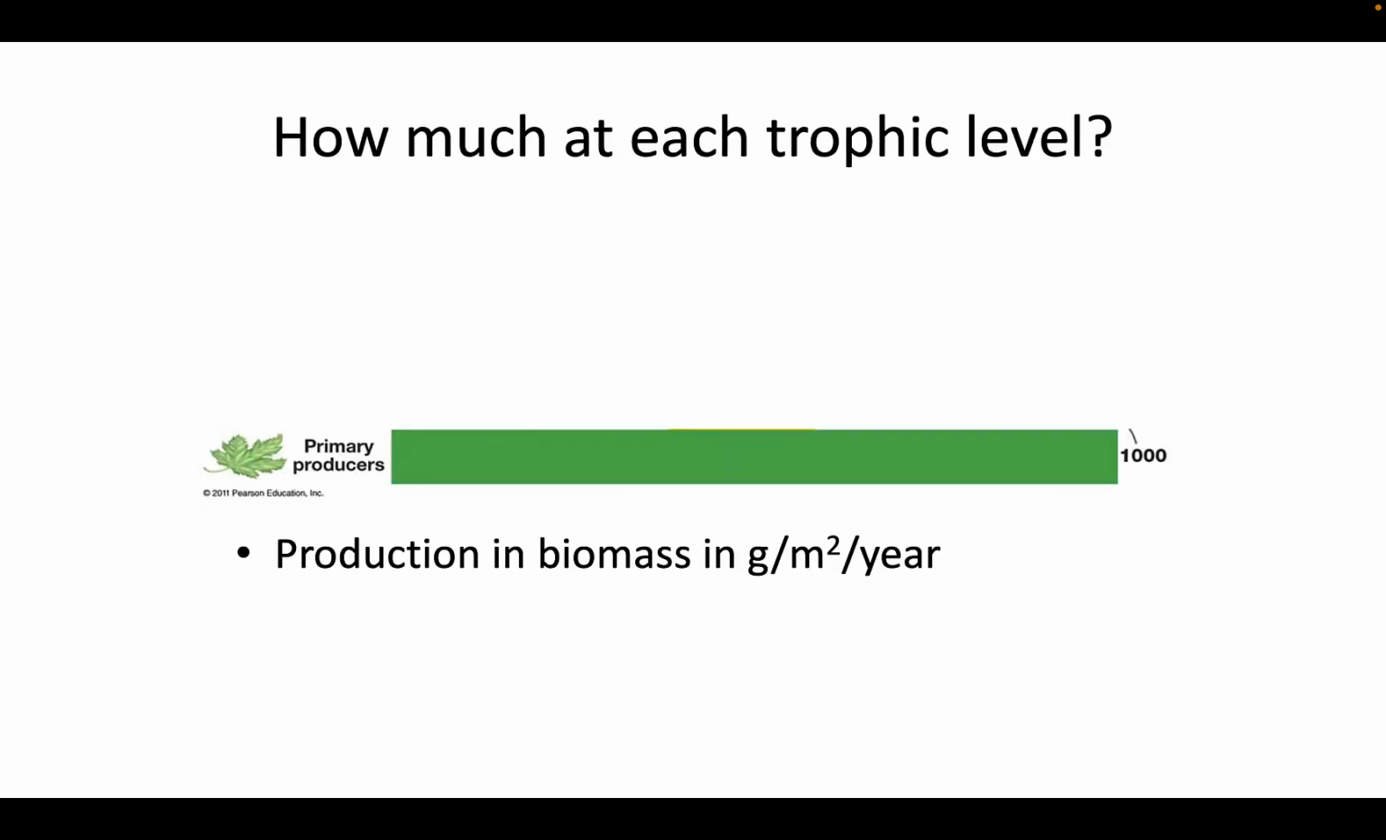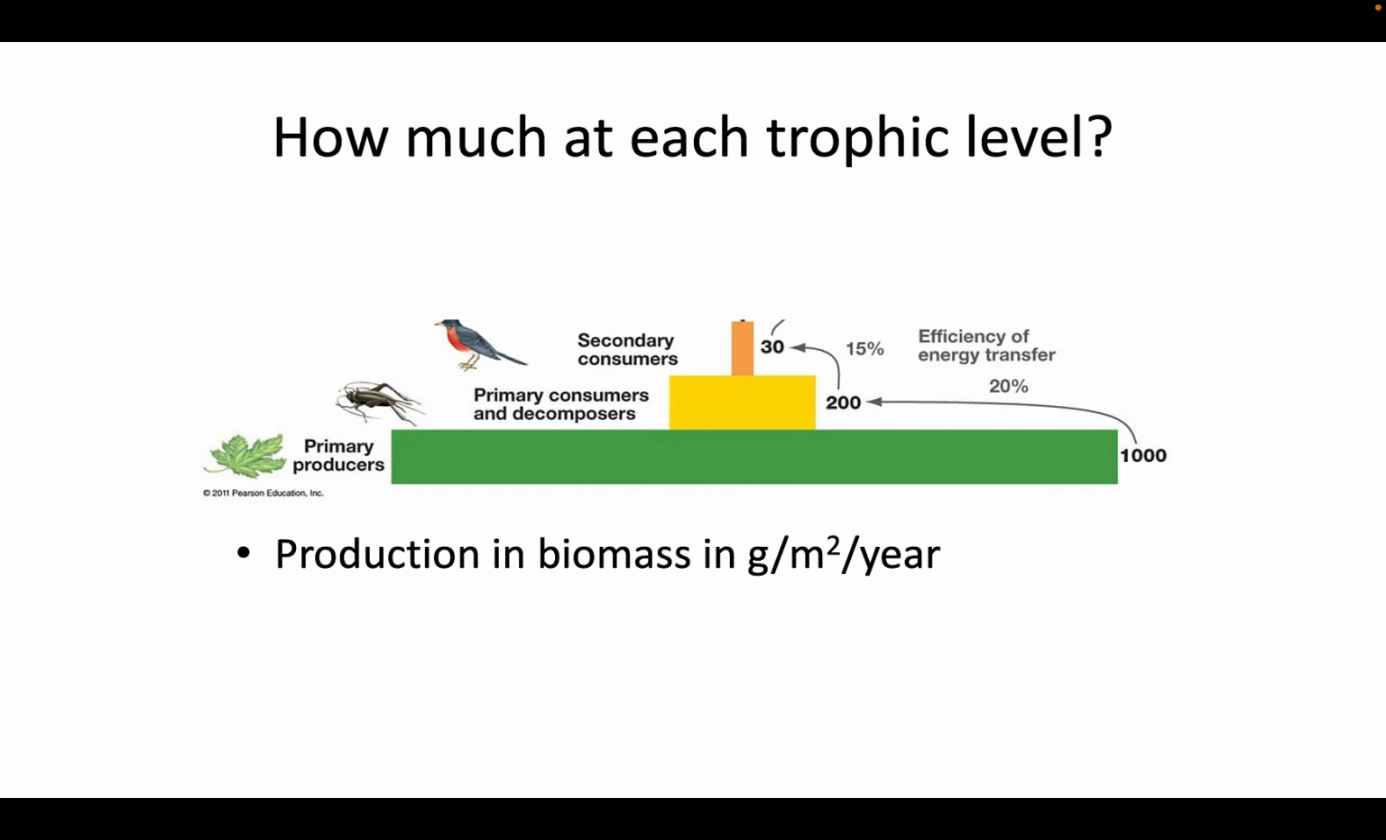So we can look at biomass in terms of production in grams per meter squared per year. If we look at primary producers, we have 1,000 grams per meter squared per year, a kilogram per meter squared per year. If we look at our primary consumers and decomposers, that becomes 200 grams. If we go to the next level, there's only 30 grams. And we go to the next level, there's only 3 grams per meter squared per year.